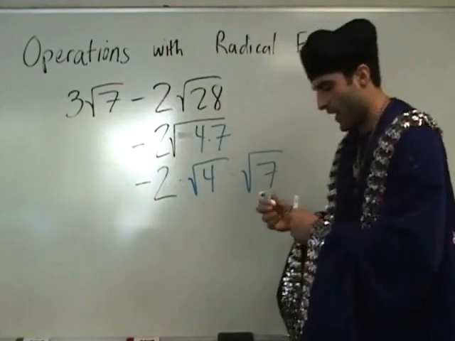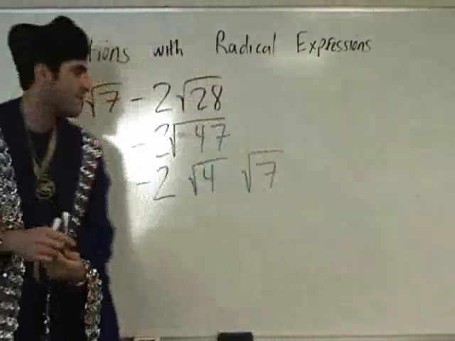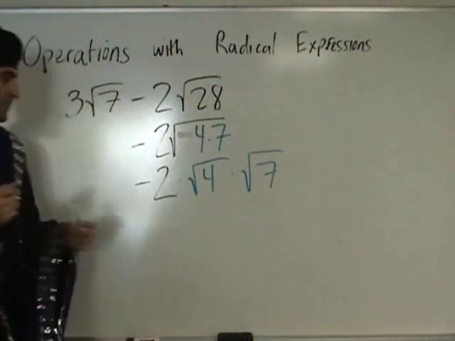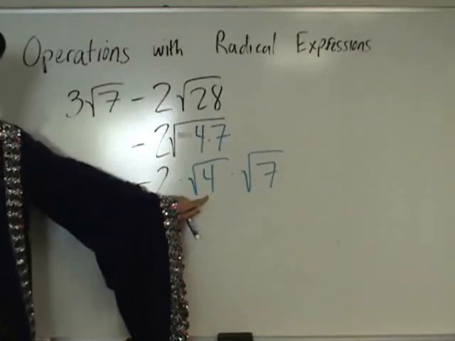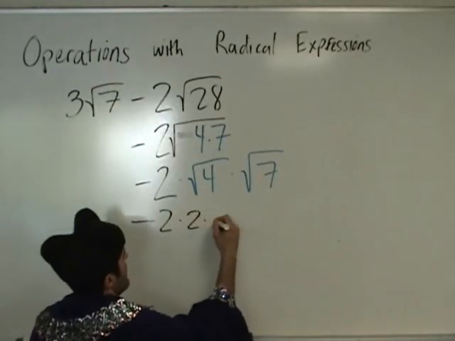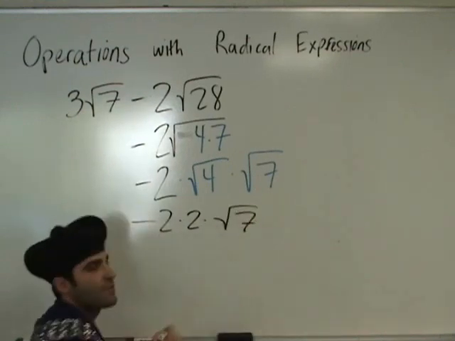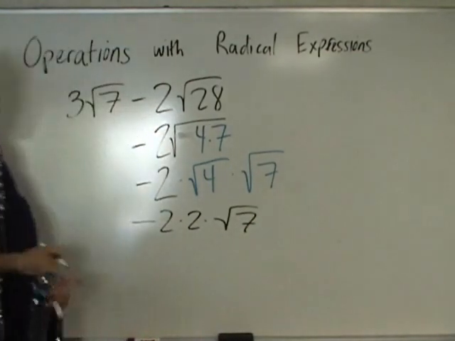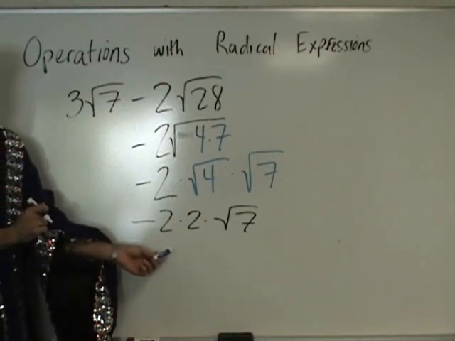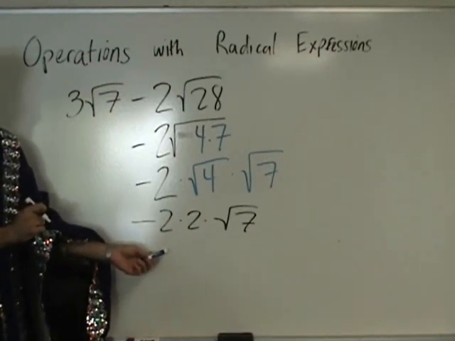Oh yeah, I remember this. Okay, I'm glad you remember. All right, so what's the square root of 4? 2. So I'm going to just write 2 in place of this. Minus 2 times square root of 7. And what's this become now? Negative 4 times square root of 7.